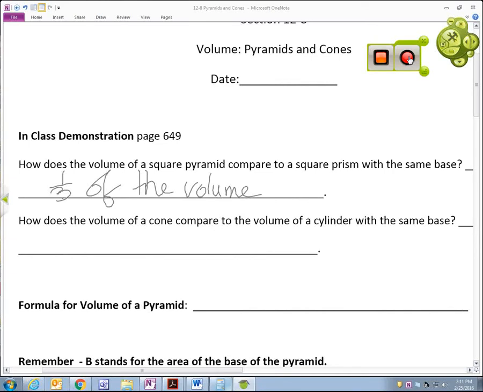So pyramids and cones. Today is the 2nd of February. No, 25th of February. 2021.